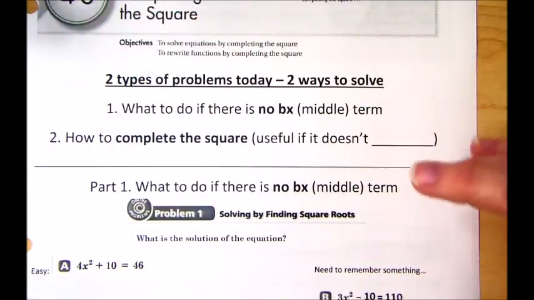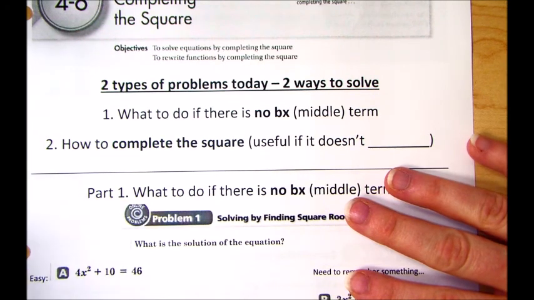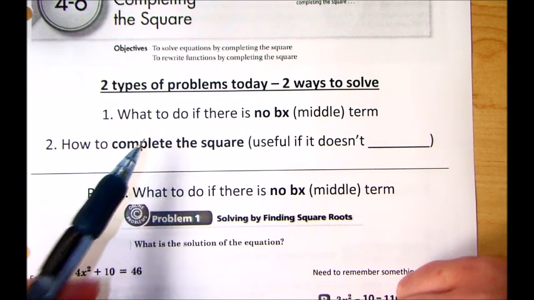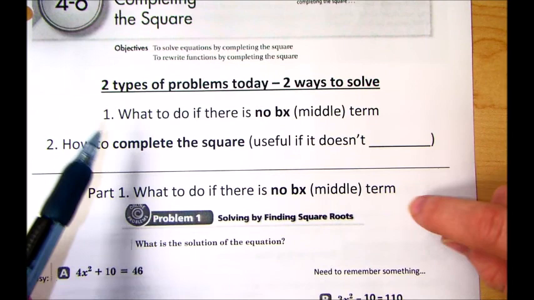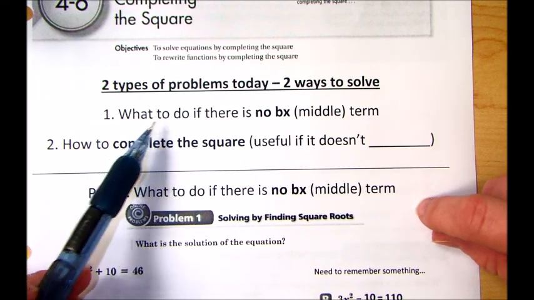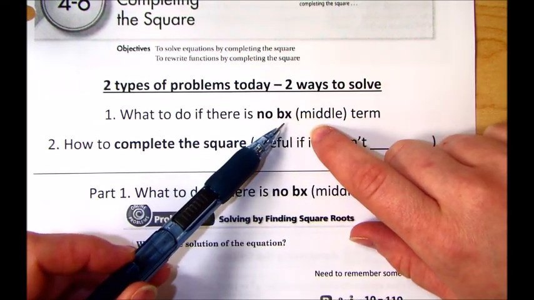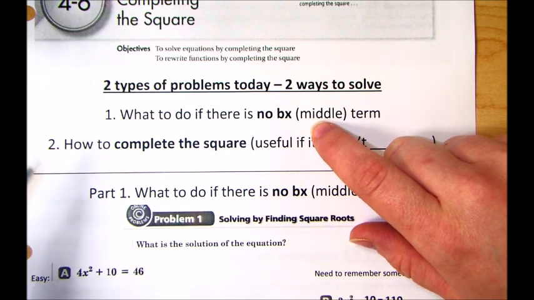If you don't like it, you don't really have to use it again after today and tomorrow when we do our classwork. All right, there are two types of problems today. The first one is, what are we going to do if there's no bx or no middle term? You're going to like these ones. These ones are pretty easy.